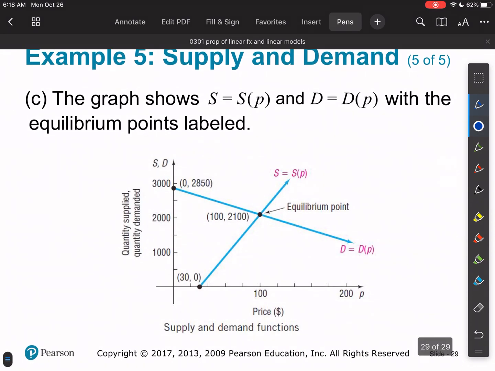Then they have you go through that and graph these and see where the two lines meet. And that's pretty much it.